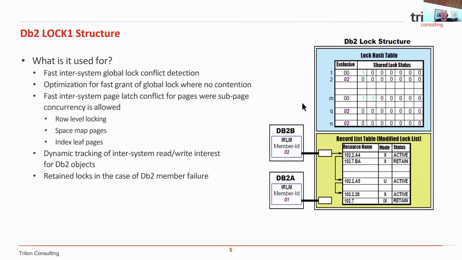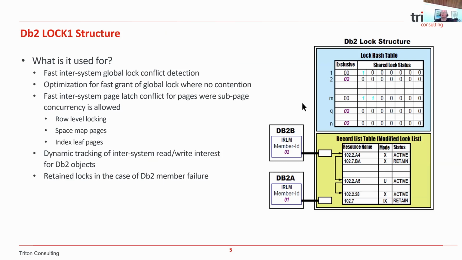So now, as promised, I'm going to deep dive into, first of all, the lock 1 structure. There's just one lock 1 structure for the whole group. And if I try and use a pen here to illustrate this, maybe I'm going to regret I ever did this.